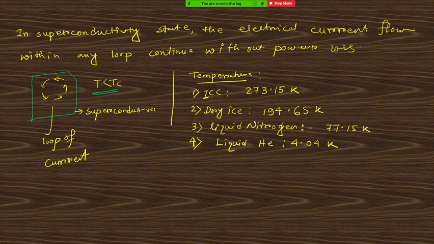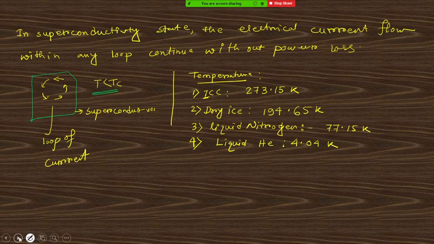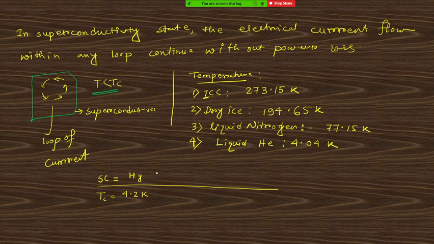In case of mercury, this is 4.2 Kelvin. By using liquid helium, we can get this type of temperature. For another material, in case of mercury, this temperature is 4.2 Kelvin. This is the Tc, and this is the superconducting material, right? In another example, lead, for lead, this temperature is 7.25 Kelvin.